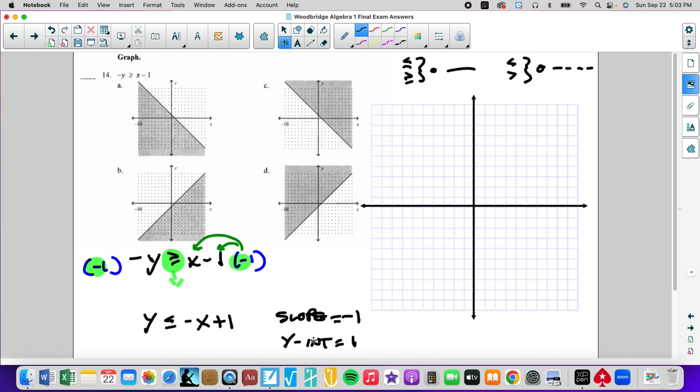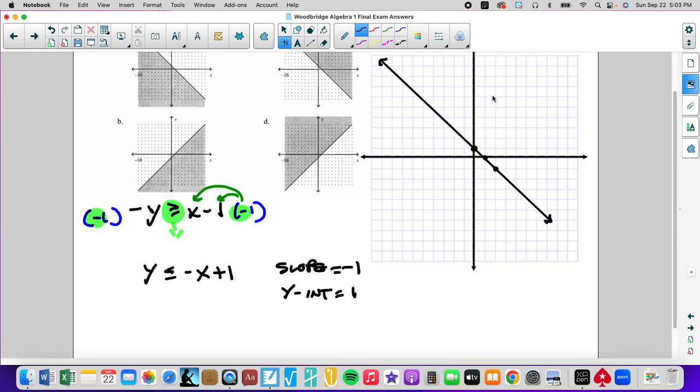So my y-intercept is 1. I'm going to do a closed circle at 1 because I'm including it, and I'm going to have a slope of negative 1. Slope of negative 1 is down 1, right 1, down 1, right 1. And then we're going to have a solid line because it's equal to. And so those are all true solutions. Those are solutions to this inequality. And now I have to figure out one side's going to be true, one side's going to be false. So I don't know which side is true yet.